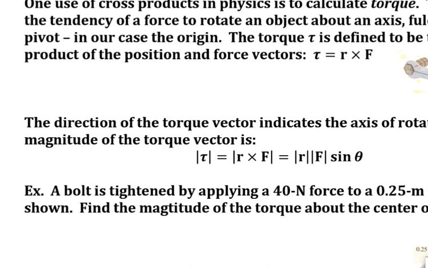If you knew the R vector and your force vector, then you could do their cross product, and that would be your torque. But a lot of times you don't know that. Sometimes you know the magnitude of each one: how strongly you're pushing, the angle you're pushing at, and the magnitude of R, which is the length of the wrench.